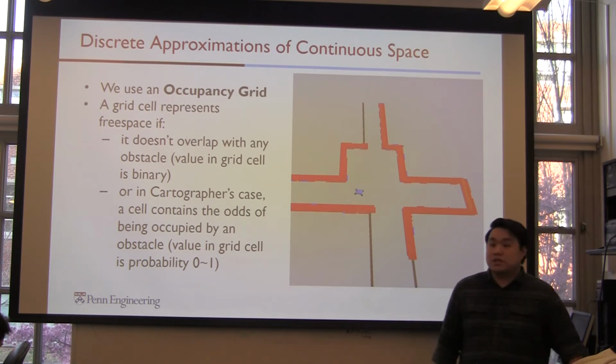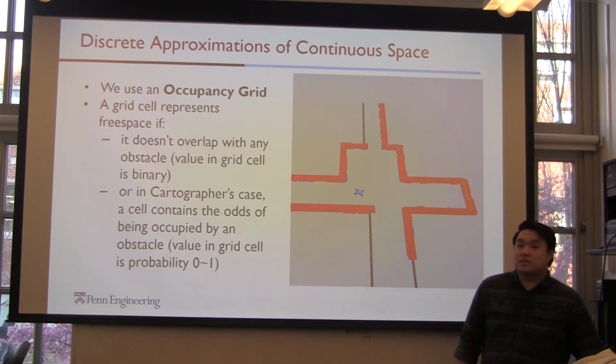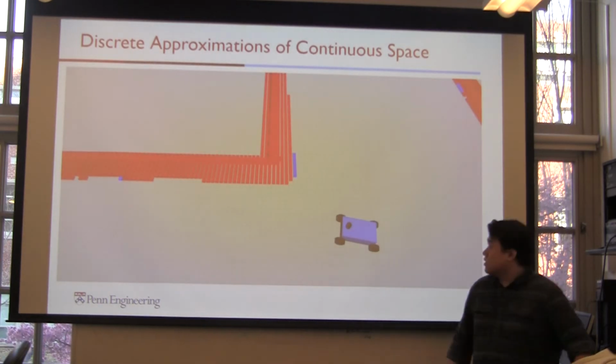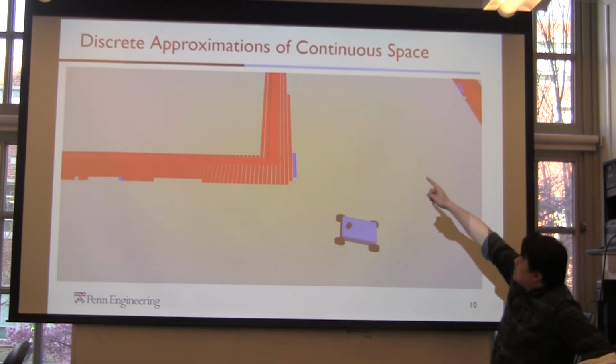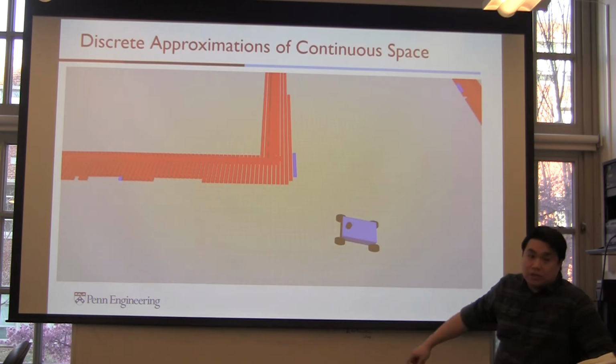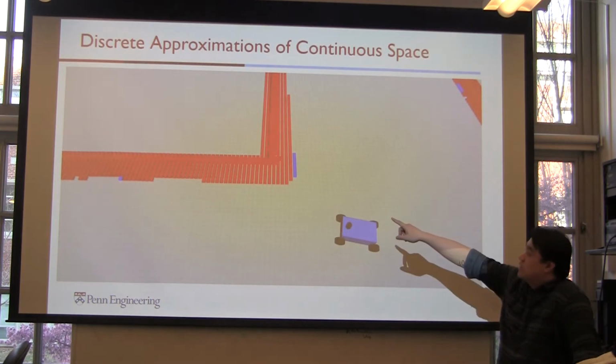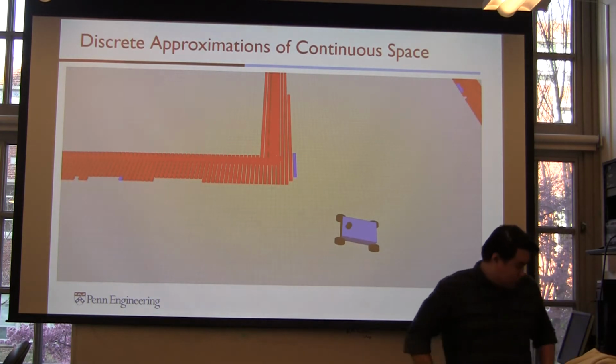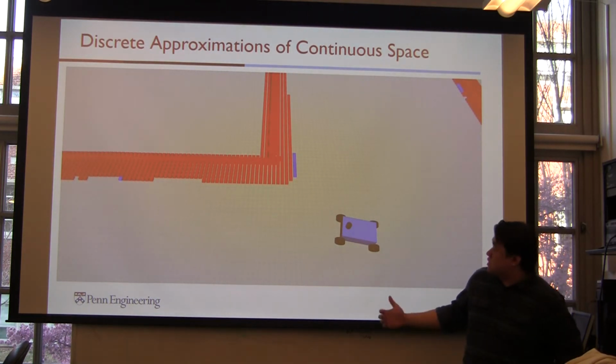Any questions so far? All right. So, a little zoomed-in version: you can see all these little squares, and the red ones mean that it's occupied. We'll go into a little more detail.